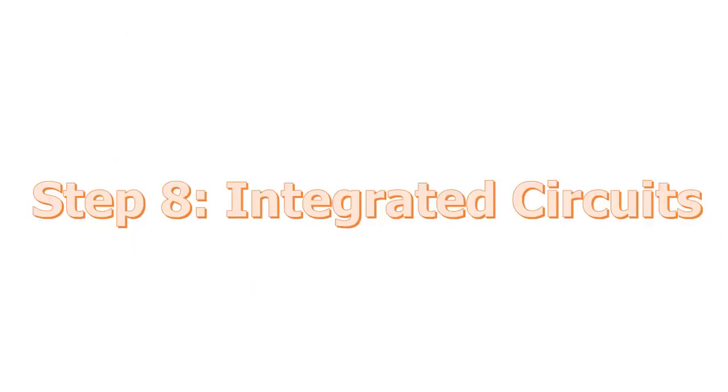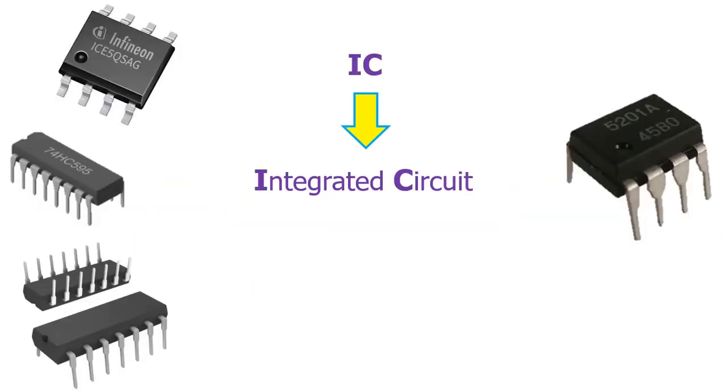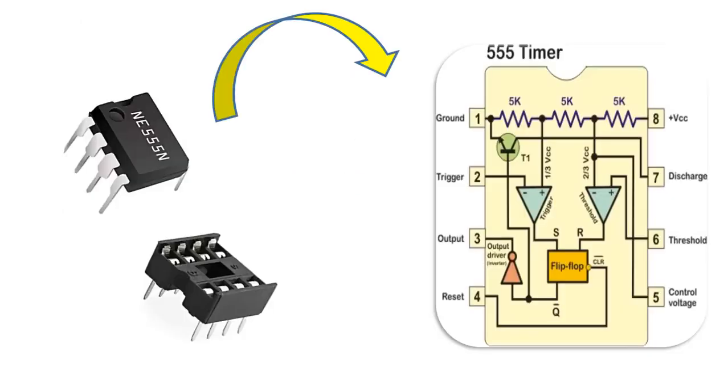Step 8. Integrated circuits. An integrated circuit is an entire specialized circuit that has been miniaturized and fit onto one small chip, with each pin of the chip connecting to a point within the circuit. These miniaturized circuits typically consist of components such as transistors, resistors, and diodes. For instance, the internal schematic for a 555 timer chip has over 40 components in it.